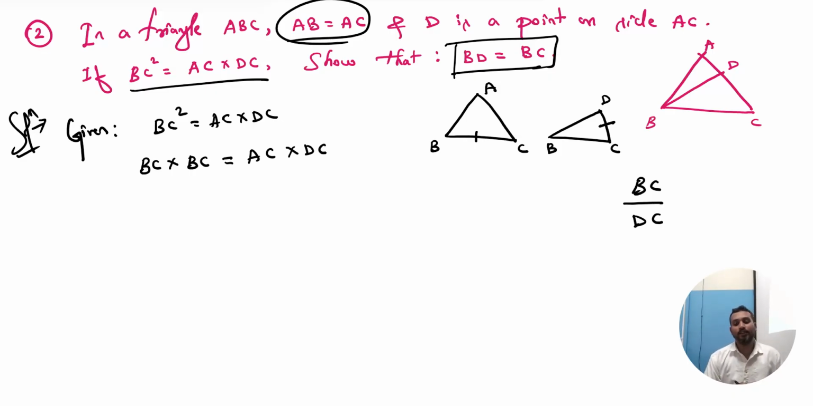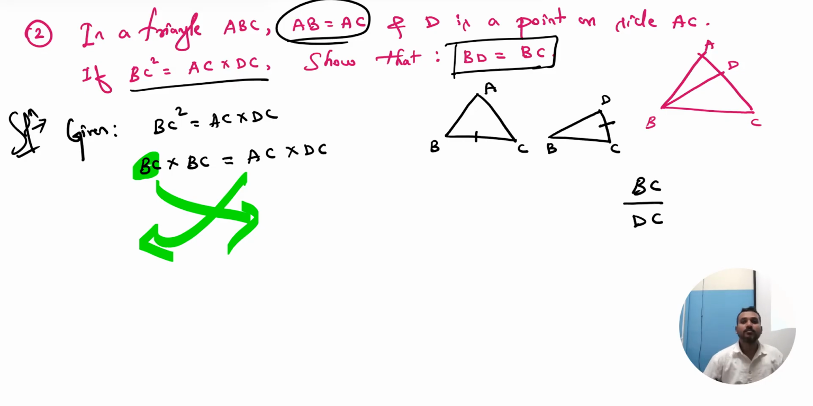Now I am going to do one thing, children. Out of these two BC, I am going to keep one BC as it is, and the other BC I will shift to the other side. What I am doing? Keeping one BC here, and the other BC I am shifting to the other side. So what does it become? It becomes like this: BC by, if this BC is coming down, out of this AC and DC, any one term should come this side.